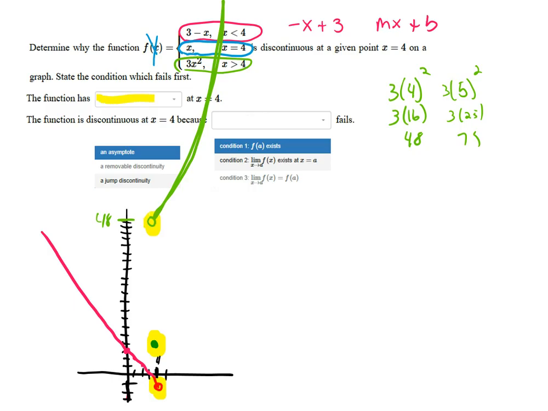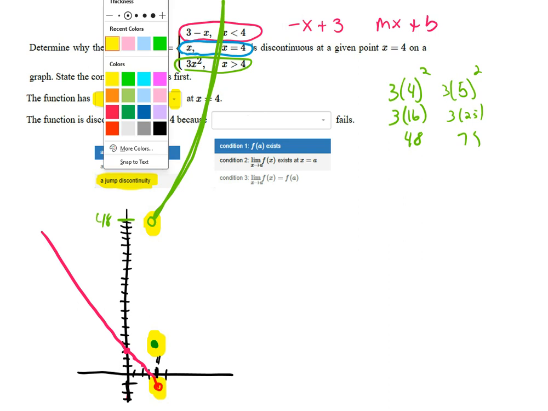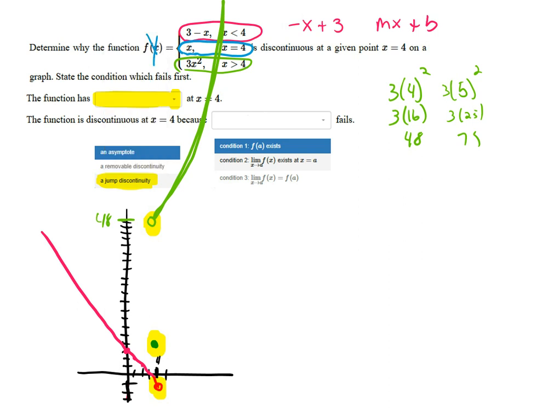So when you're filling out this part, there's a drop down box, and your choices are an asymptote, a removable discontinuity, or it's a jump discontinuity. And then it says the function is discontinuous at 4 because, and then they give you those 3 conditions about the limit of a function.